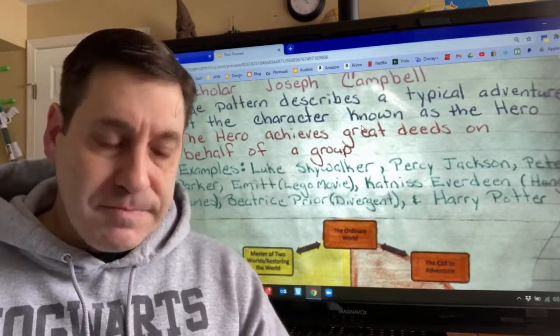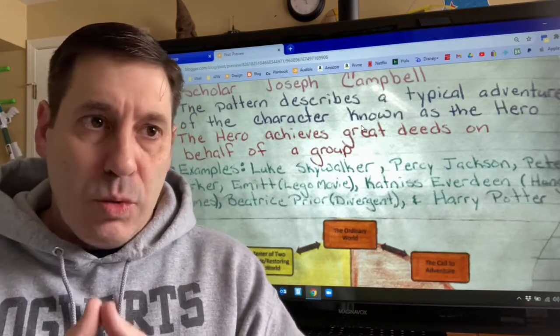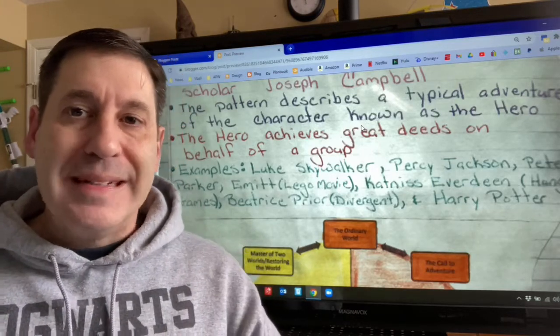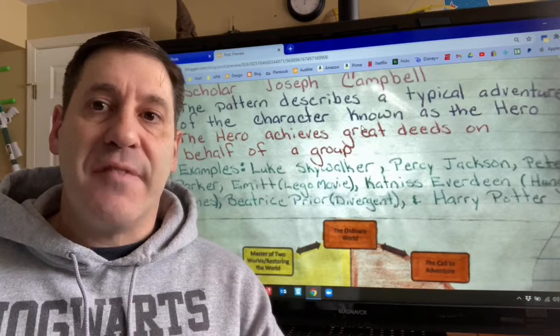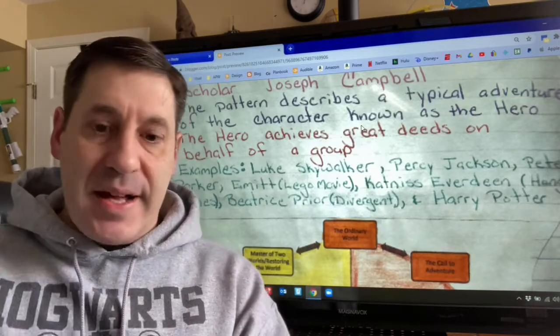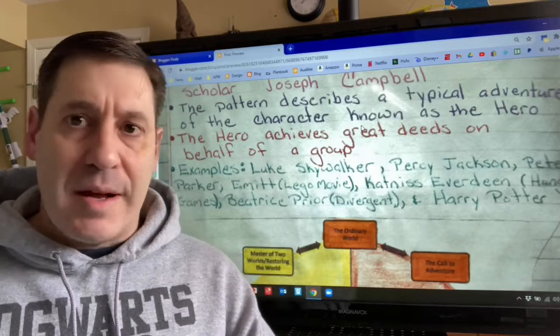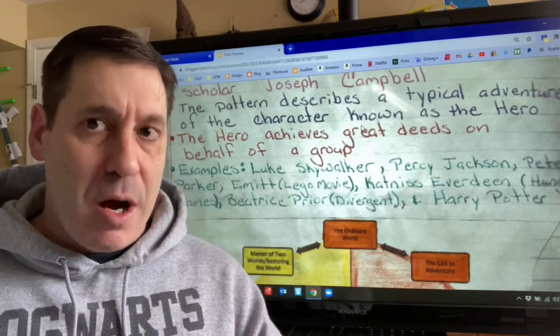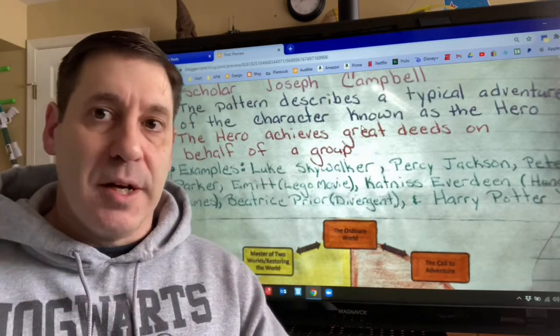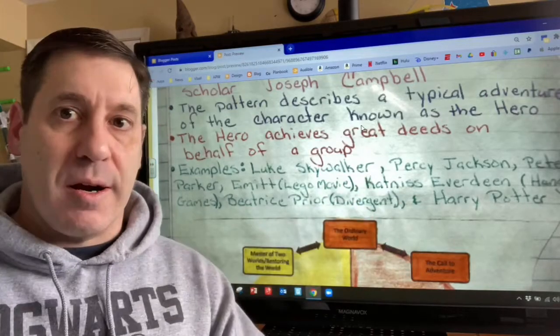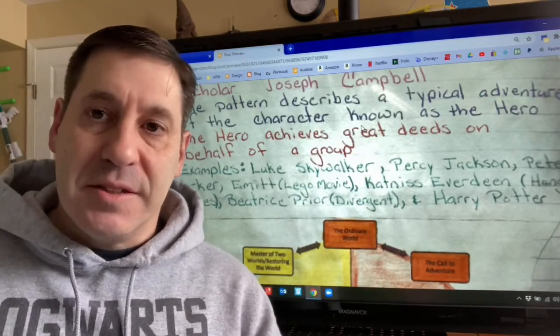Okay? So, when we ask the question, who is a hero or what is a hero? Yes, firemen, police officers, moms and dads, teachers, any nurses and doctors. These people are all heroes, but they're not literary heroes like these characters are. Okay, so now let's look at the diagram.